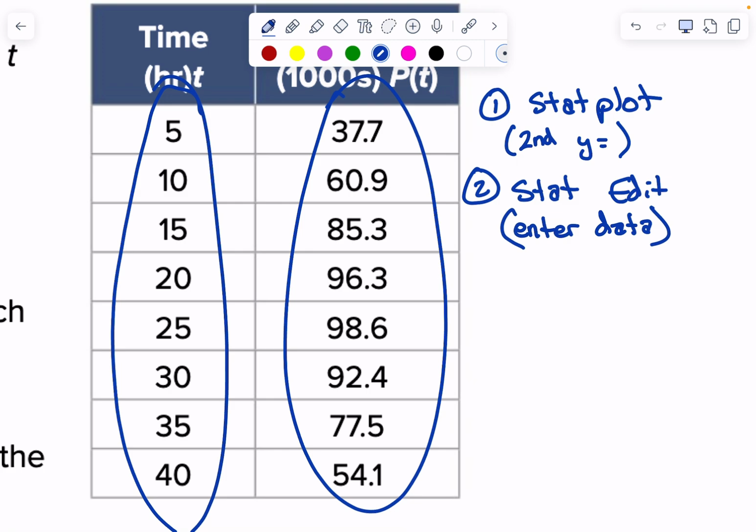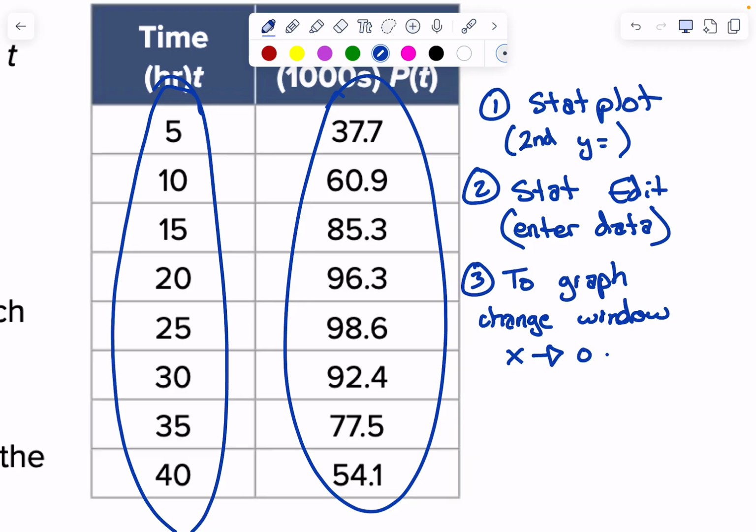98.6. Now what do I push after that? To graph. Hold on. Nope. We're going to change the window. The x's. What's our lowest x? Okay, so change your window, 25 to 100.